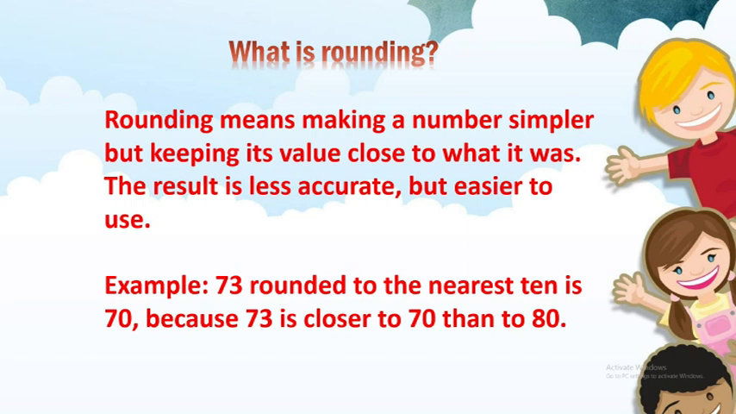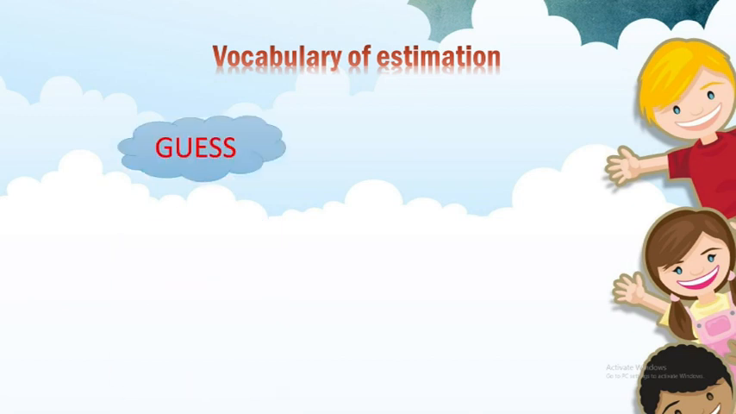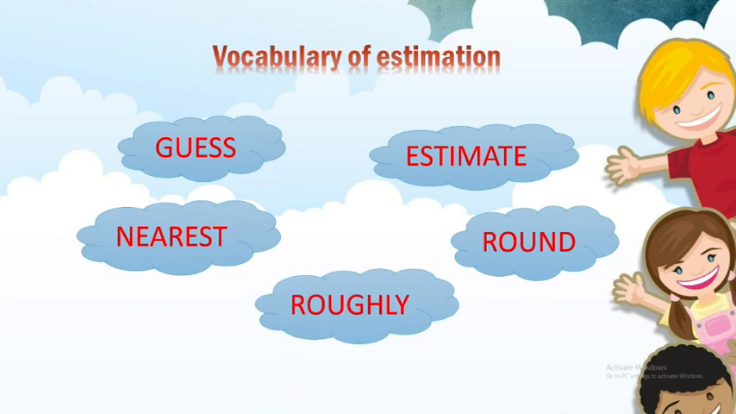Now I am going to share the vocabularies of estimation and rounding. The first one is guess. Estimate, nearest, round, and roughly. These are all the vocabularies of estimation and rounding.